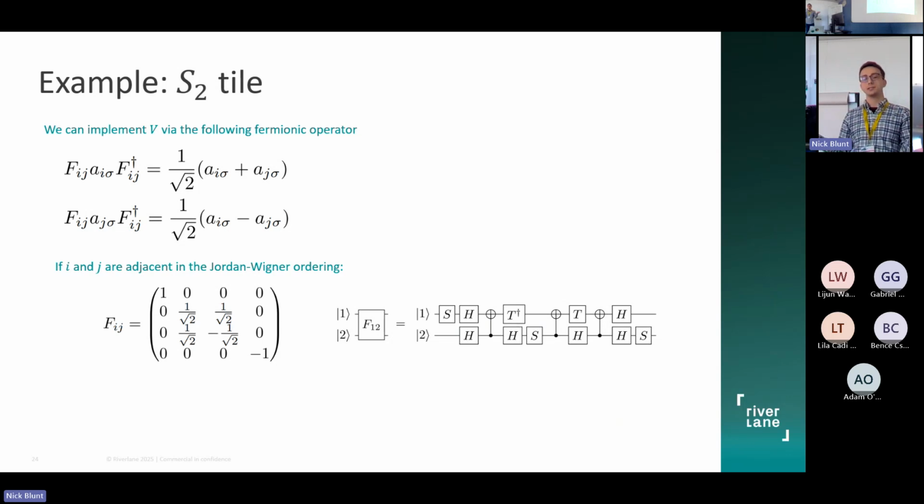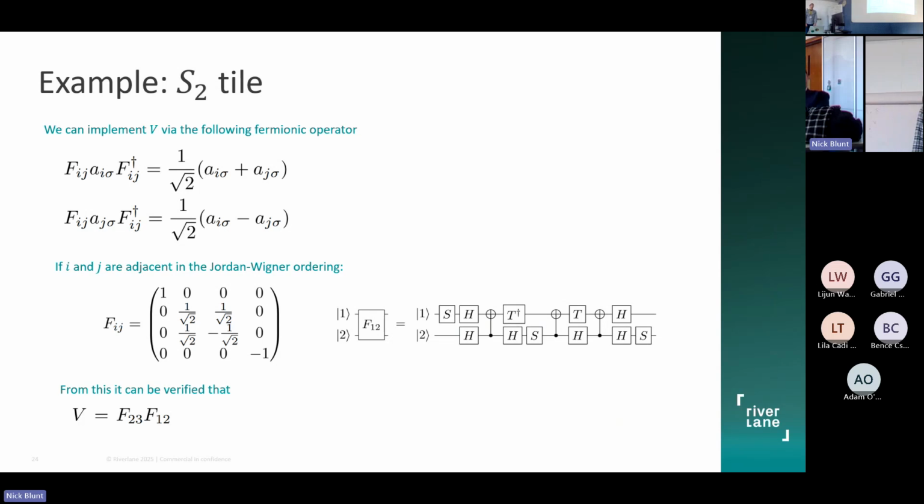If i and j are not adjacent, then you could implement this, but it would be a lot more complicated. So to avoid that, we always want to update the ordering before we apply it. So you can update the ordering by applying a fermionic swap operator, which is just a swap gate followed by a CZ gate. So these are just Cliffords. And again, in the usual costing, we just ignore those.